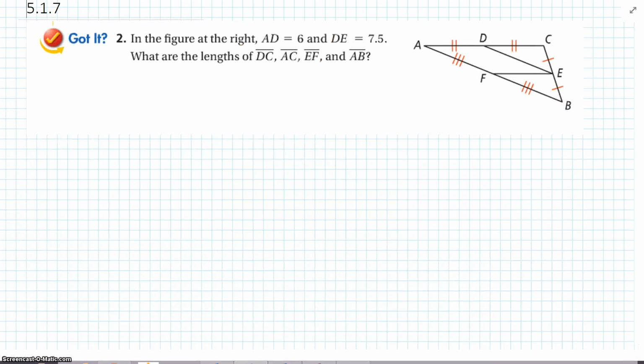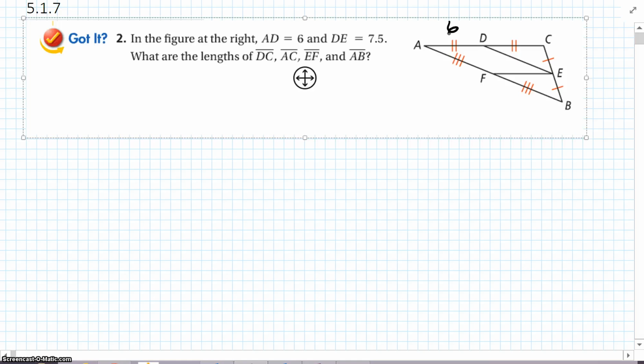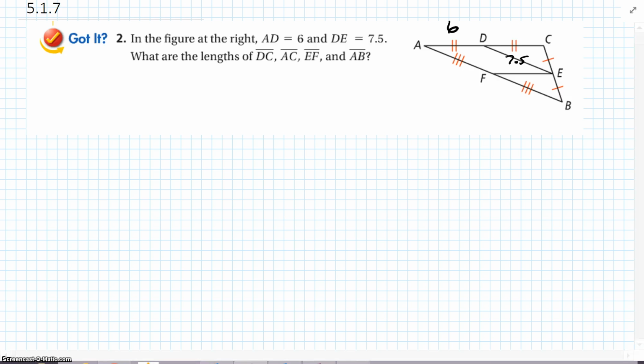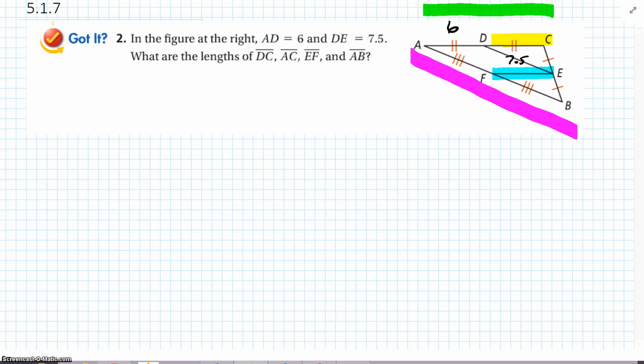In the figure at the right, AD is 6 and DE is 7.5. What are the lengths of DC, AC, the whole thing, EF, that one, and AB, and that one? Okay, so let's look. What can we prove and how can we prove it?